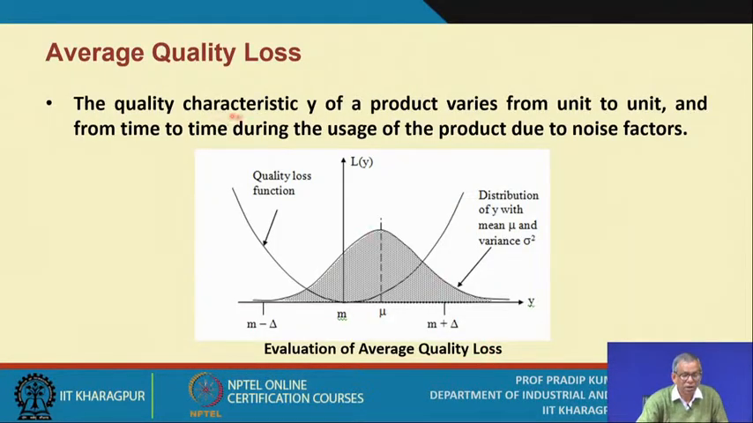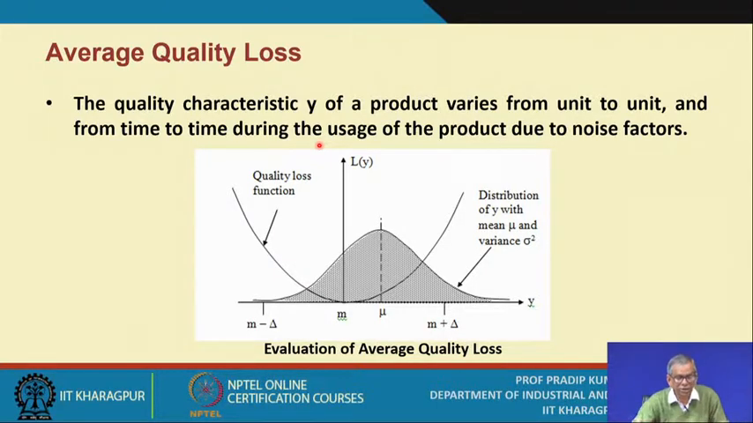So how do you compute the average quality loss? For computing average quality loss, you need to collect data. That means you need to collect data on y, and when you collect data on y, and you know what m is, and you know what type of quality characteristic you are dealing with, you will be able to calculate the average or expected quality loss.